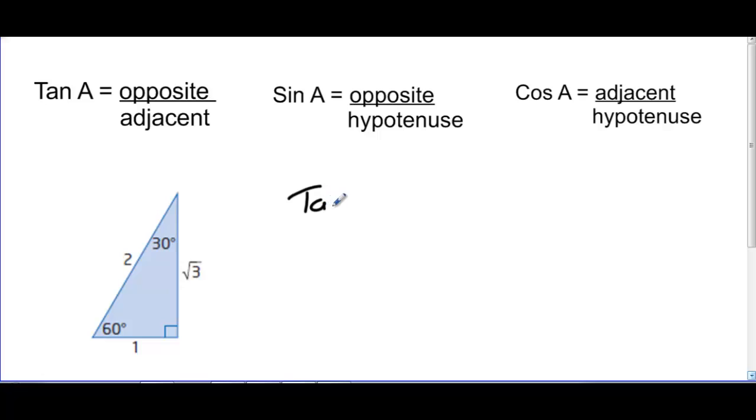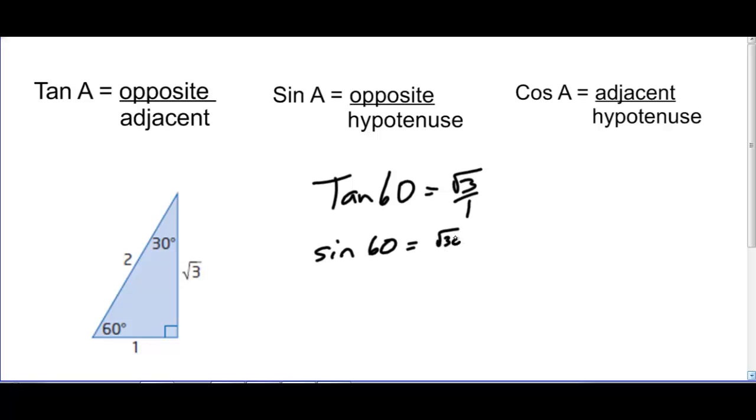the tangent of 60 to be equal to the opposite, which is root 3, over the adjacent, which is 1. We can calculate the sine of 60 to be the opposite, which is root 3, over the hypotenuse, which is 2. And we can calculate the cosine of 60 to be the adjacent, which is 1, over the hypotenuse, which is 2. You could do the same thing for the 30 degree angle as well.